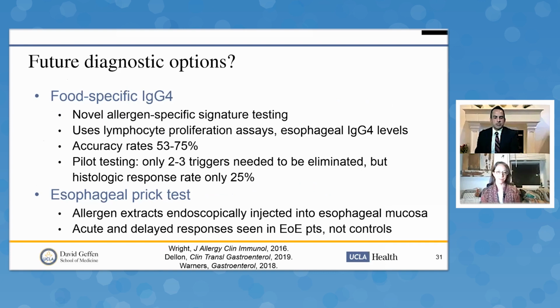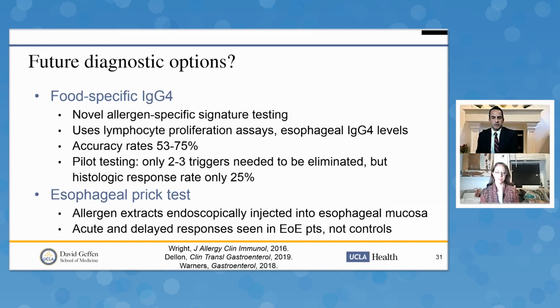In terms of some other potential diagnostic options down the road, there has been looking into food-specific IgG4 levels. There is this novel allergen-specific signature testing using lymphocyte proliferation assays and esophageal IgG4 levels. The accuracy rate seems to be not too bad, 53 to 75%. And with pilot testing on this, they found that only 2 to 3 triggers needed to be eliminated in order to identify the trigger. However, the histologic response rate using this food-specific IgG4 as the guide really was only 25%.